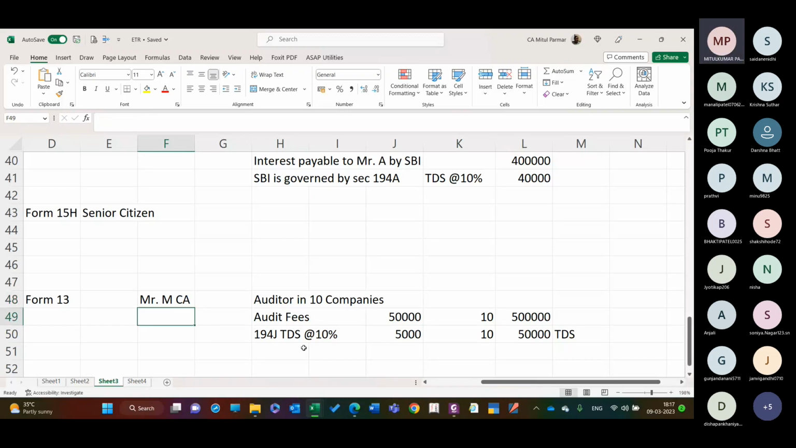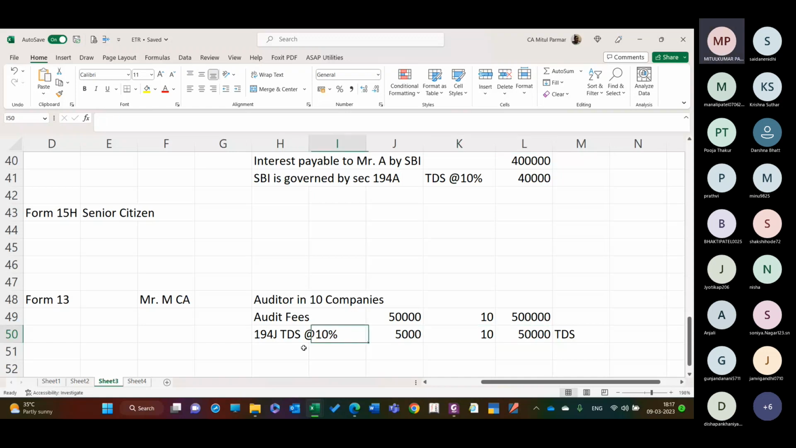तो जब मिस्टर एम के अकाउंट में ये 50,000 आ जाएंगे, then when Mr. M will file the return of income, he will claim that he has already paid the tax of rupees 50,000, which was deducted in the form of TDS.